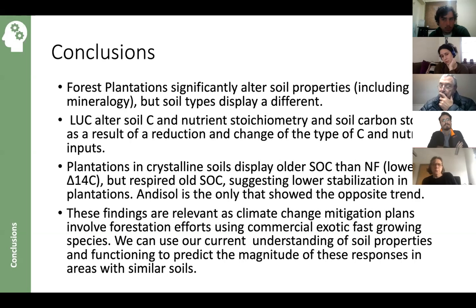This shows again that these sites are very resilient to this kind of change. I believe these findings are relevant as climate change mitigation plans involve forestation efforts using commercial exotic fast-growing species. So we can use some of the results we have, and the results that other researchers have produced, to include soil types in these plans. Soil type is very important to figure out where it is more appropriate to have this kind of management and where we're going to have a better carbon sequestration potential.